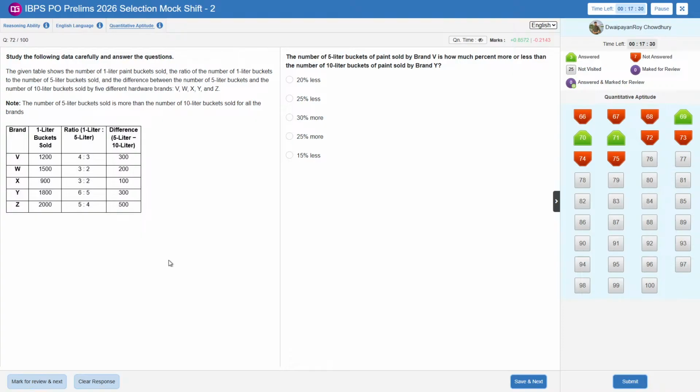Okay. So the number of 5 liter packs sold by brand V is how much percent more or less than the number of 10 liter packs by brand Y? So 3 by 12, 1 by 4, 25% less. Find the ratio of the total number sold by V and Z, right? So in Z, 4, 16 and 5, 110 by 1 liter and 5 liter together of V, 10 liter of C1. So this is going to be 33. So 3 is to 1. No?